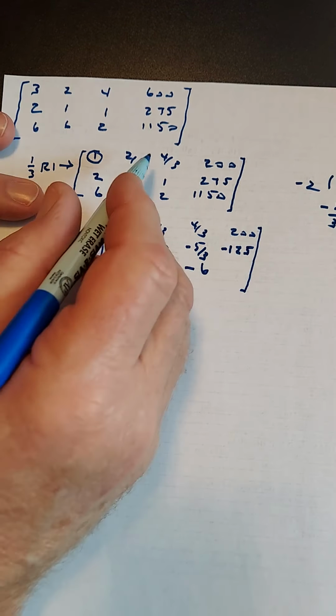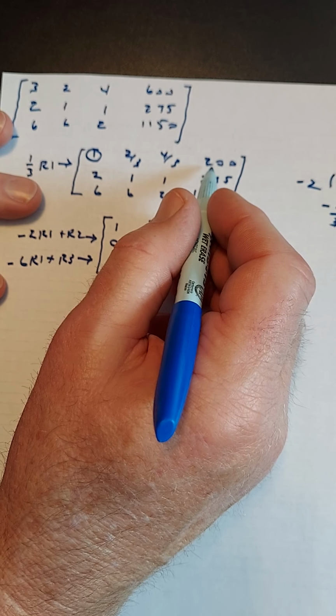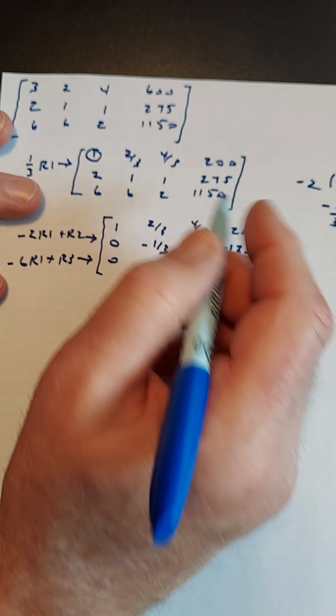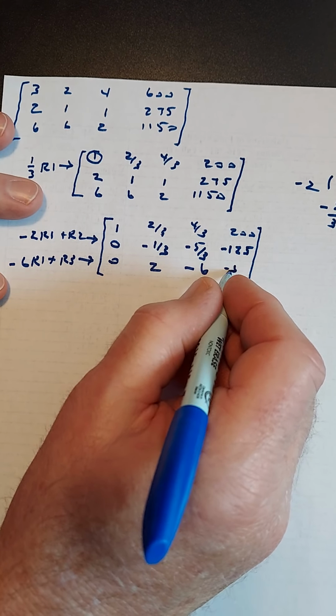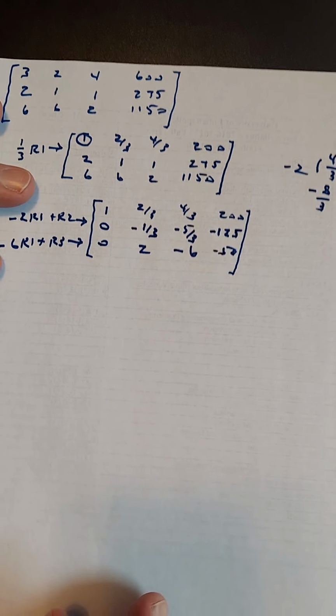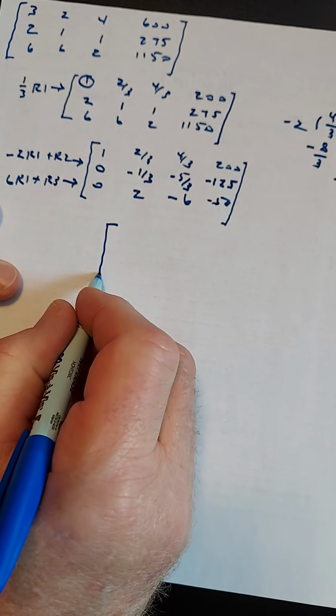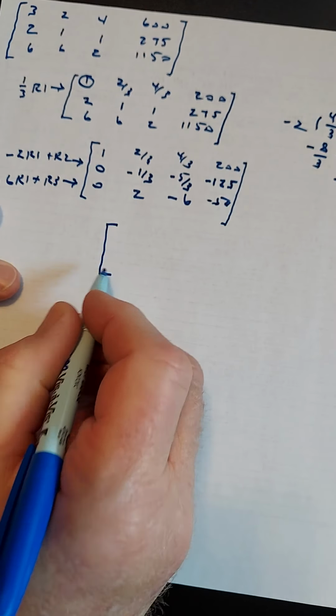Now I know I'm doing this in my head. If you have trouble, just go off to the side, do it yourself. I'm just trying to keep things going. -6 times 200 is -1200, plus 1150 is going to be -50. Okay. So I got the 1, I got 2 zeros.